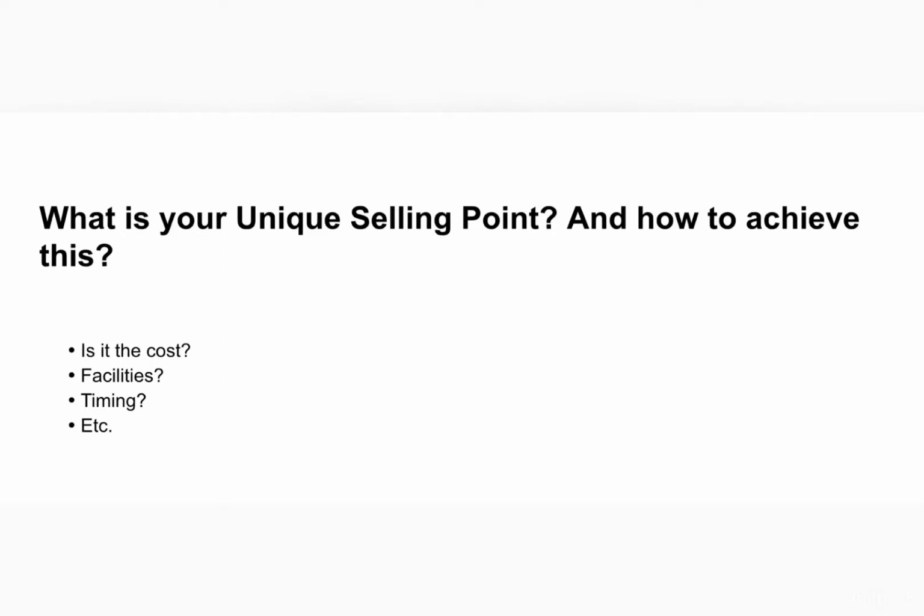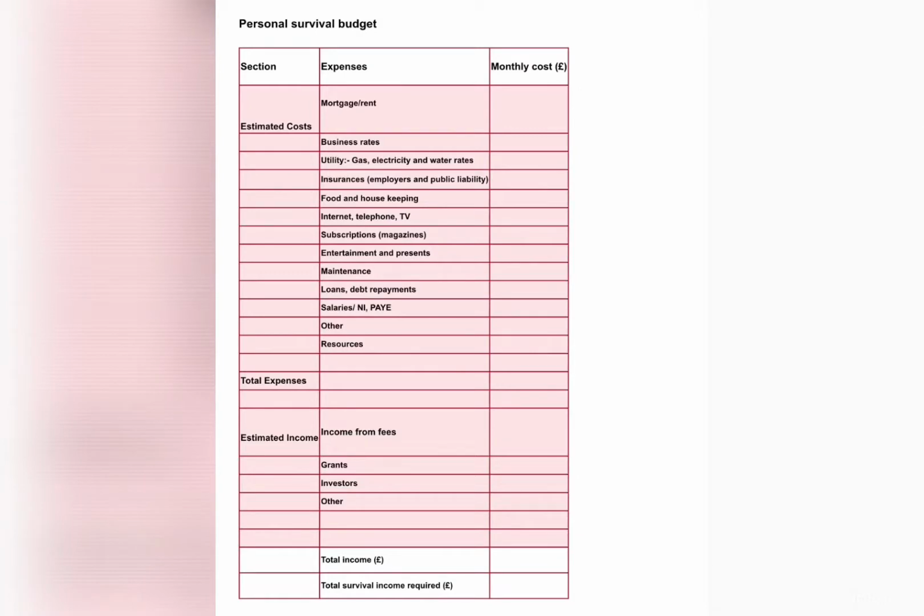But write down one by one what is the unique selling point and how you're going to achieve it. Another important part of your business plan is writing a personal survival budget, which includes all the estimated costs and estimated income. So write down every single thing that you will have to pay once you start up, or even before you start up. Things like business rates, utility bills, insurance, food and housekeeping, internet, telephone, all sorts of expenses that you will be paying out. And also estimated income, where you're going to get the money from. There could be grants available, there could be investors, any other form, or any money coming into the business.